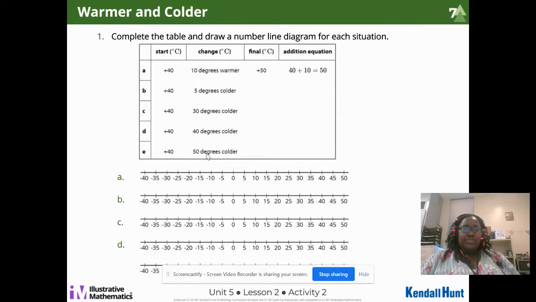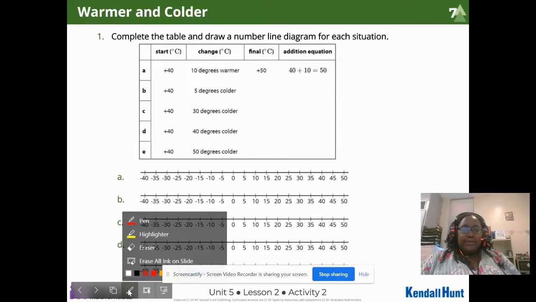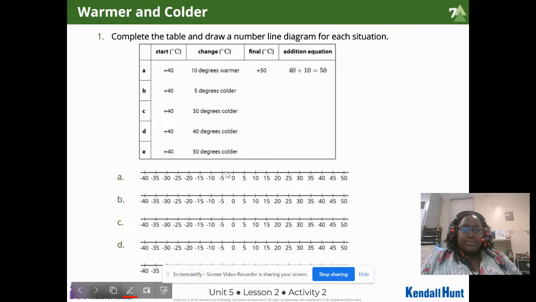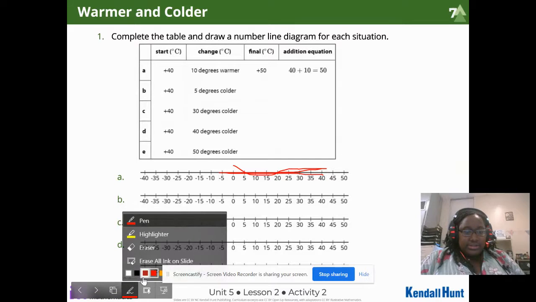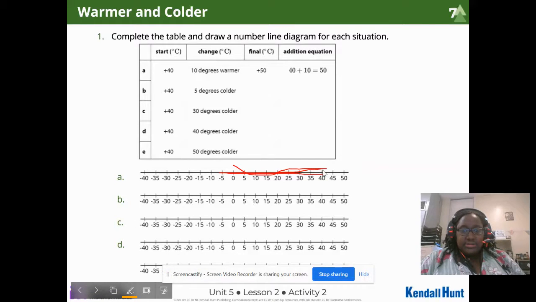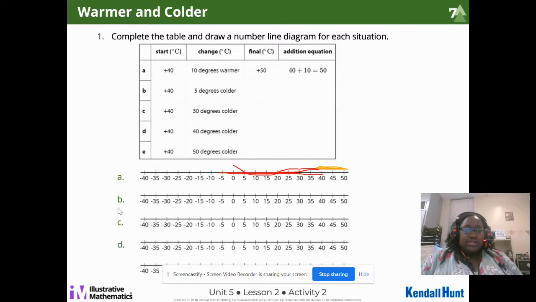So remember, on this first one, we started at 40. So I will go from 0 to 40. And remember, we're adding 10 degrees because it got 10 degrees warmer. Can I change my colors? Let's see. And then from here, from 40 to 50. So again, this is how you would go ahead and complete the number lines, and you would do the same thing for B, C, and D.